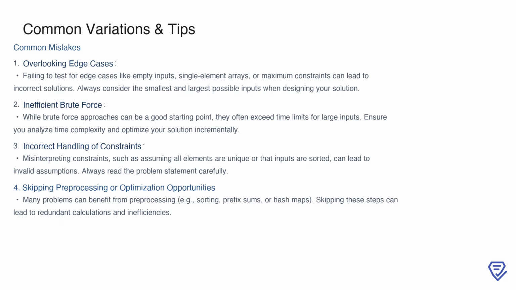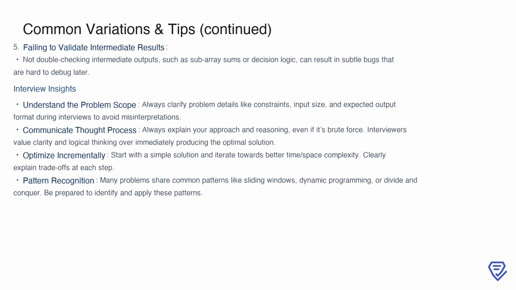Finally, don't skip pre-processing or optimization opportunities. Techniques like sorting, using prefix sums, or leveraging hash maps can significantly reduce redundant calculations, making your solution both cleaner and faster. Another mistake to avoid is failing to validate intermediate results. For example, if your solution involves calculating subarray sums or making decisions at each step, it's crucial to double-check these outputs to ensure they align with your expectations. Overlooking this step can lead to subtle bugs that are difficult to trace later on.